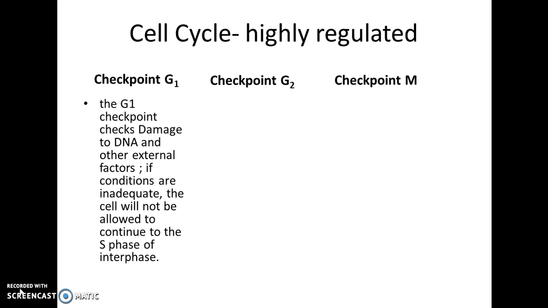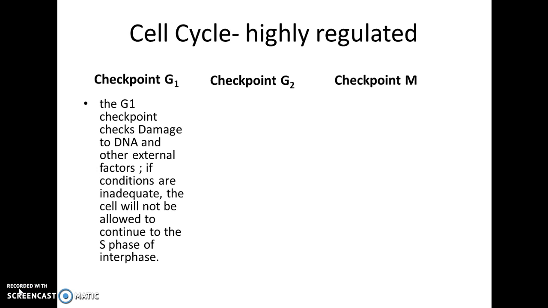The cell cycle are the events that take place in a cell so it can divide under control. So there are 3 cell checkpoints in the cell cycle. So there's checkpoint G1, checkpoint G2, and checkpoint M. In checkpoint G1, it checks for damage to the DNA and other external factors. If conditions are good, then the cell will be able to move on and continue to the S phase of interphase. Micah, can you tell me a little bit more about interphase?